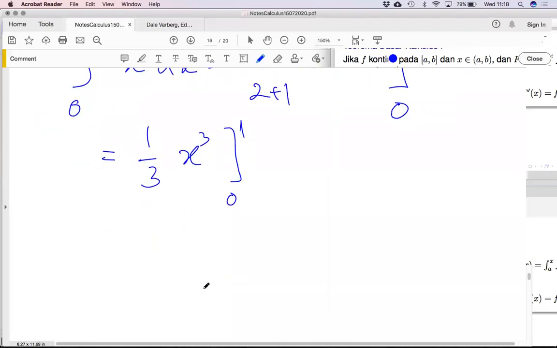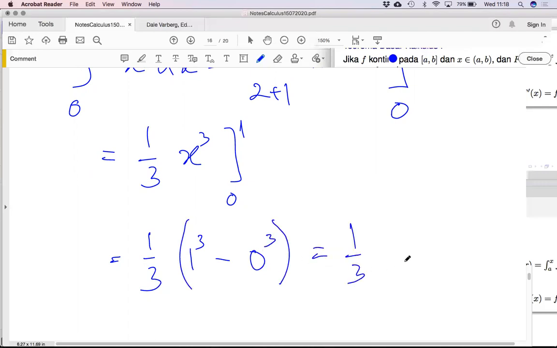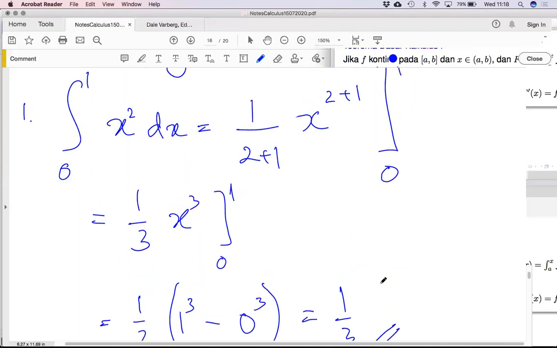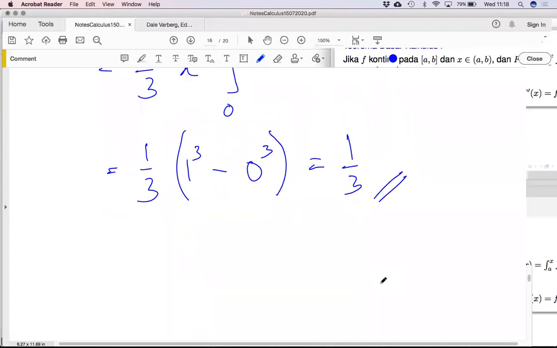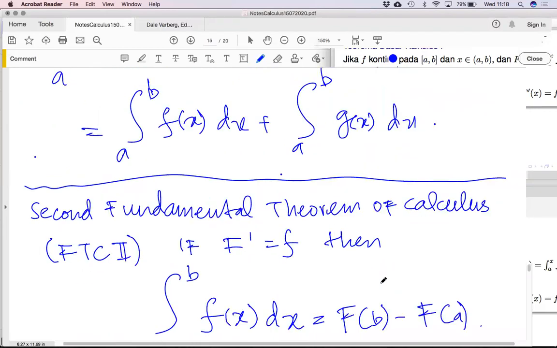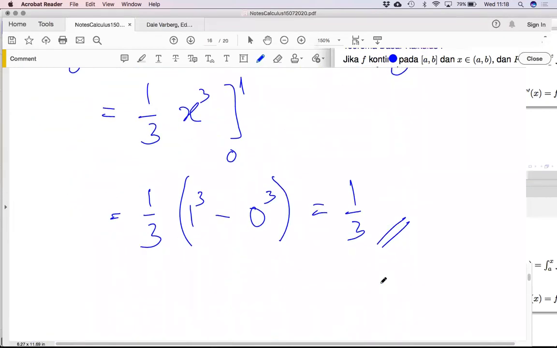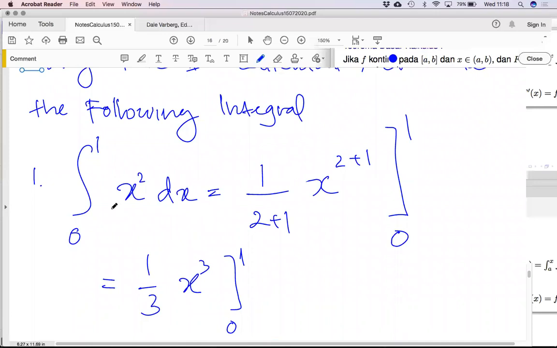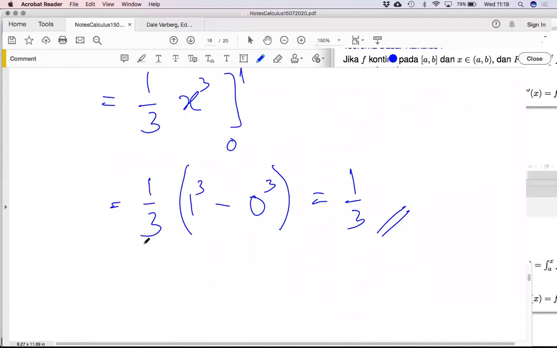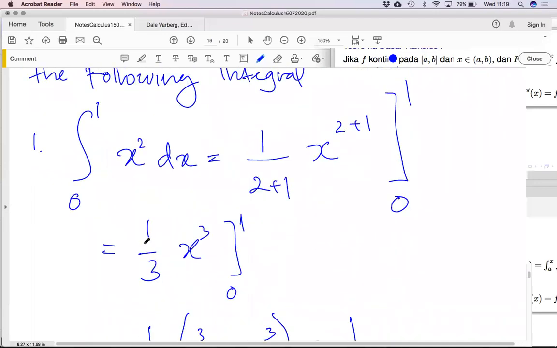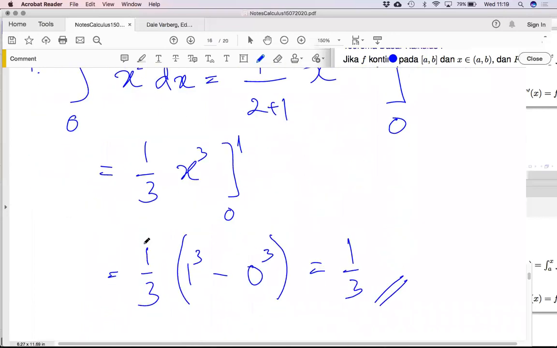By the second fundamental theorem of calculus, we know that this is 1 cubed minus 0 cubed, which is the same as 1 over 3. So it confirmed our result before. Our previous calculation using the limit of Riemann sum determined that this integral is 1 over 3. And using the second fundamental theorem of calculus, it also equals 1 over 3.